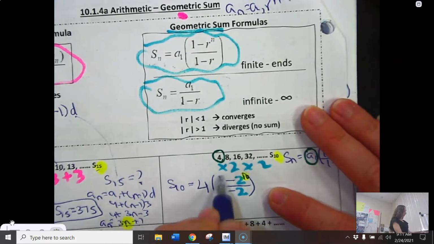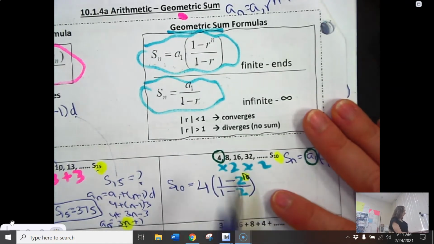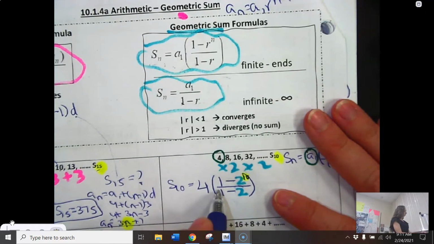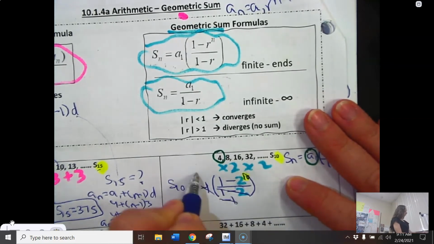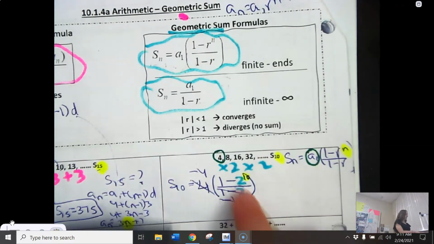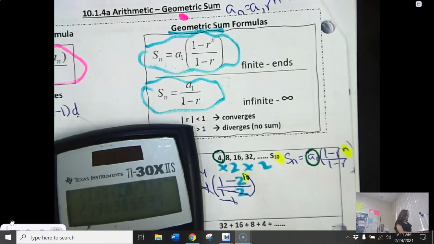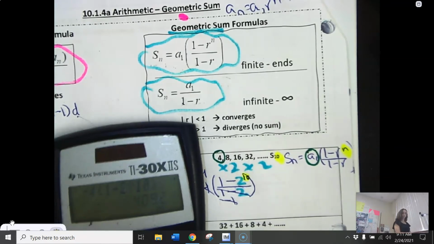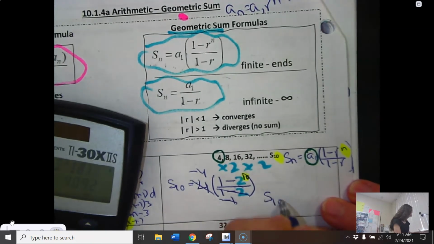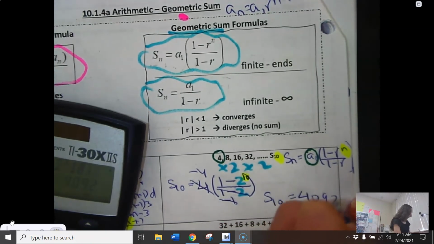Now, this is kind of annoying for me to put in the calculator, so I'm going to simplify it a little bit. I cannot cross those off because they're being subtracted. So 1 minus 2 is negative 1. 4 divided by negative 1 is negative 4. So in my calculator, I'm just going to go negative 4 times 1 minus 2 to the 10th power. And I get 4092. So the sum of the first 10 numbers is 4092.